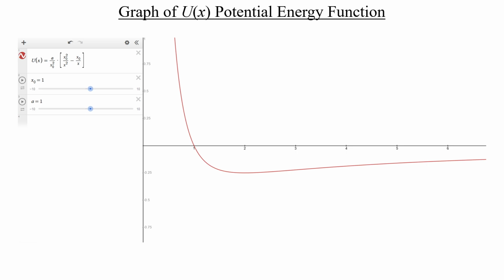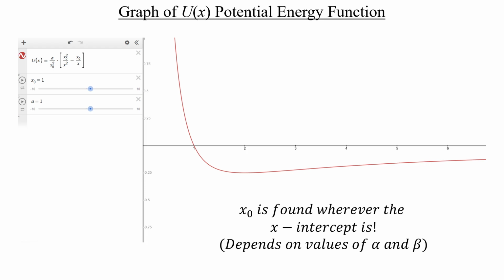This means no matter what positive finite values that you pick for alpha and beta, there will only be one spot where the potential energy is 0, because there will only ever be one x-intercept. And that is exactly where you'll find x naught. And it's the most general way of stating its location on the graph without using specific cases or test numbers.